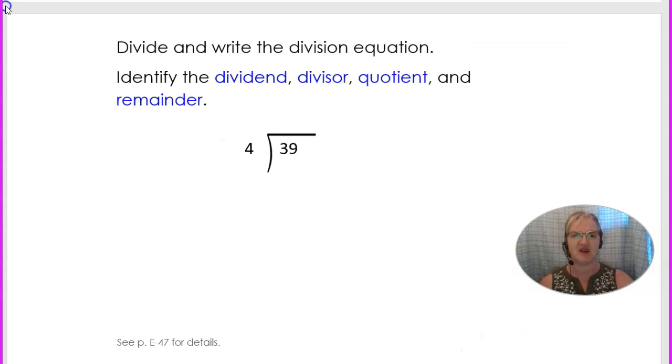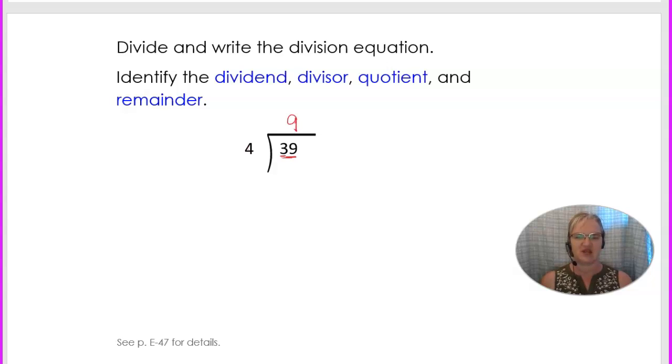Here it asks us to divide and write the division equation. So let's do that part first, and then we will identify the dividend, divisor, quotient, and remainder. So we look at the first number here, the 3, which is actually 30, right? If we take 3 divided by 4, can we do that? Not really. So we have to take the whole 39 divided by 4. So what times 4 will give us almost 39? It will be a 9. And so we know we have to write that up top here.